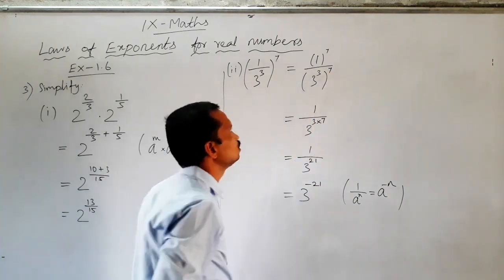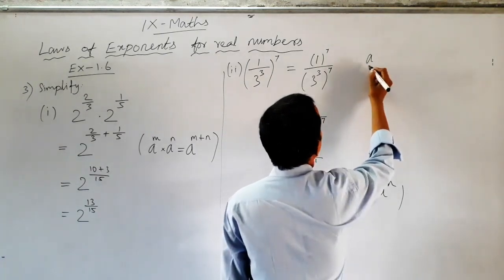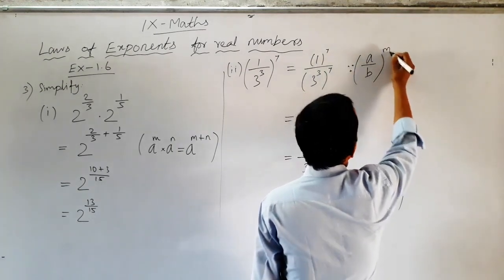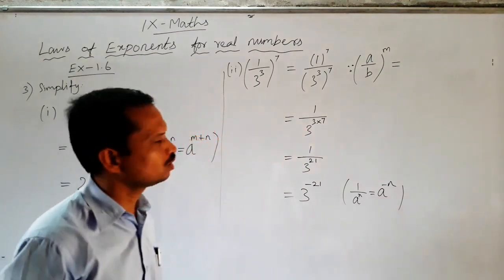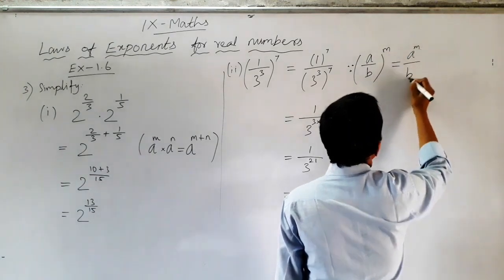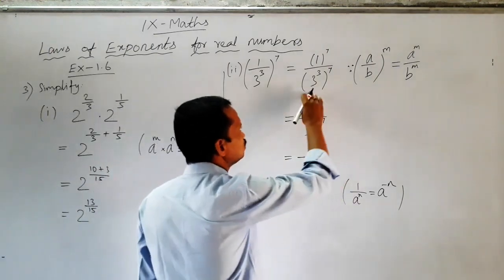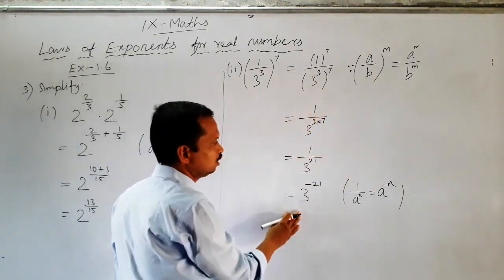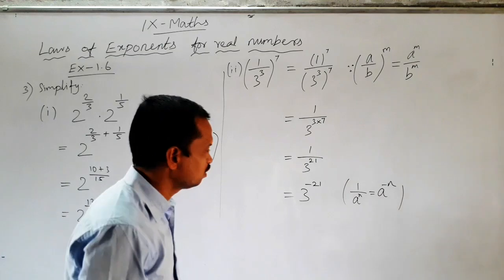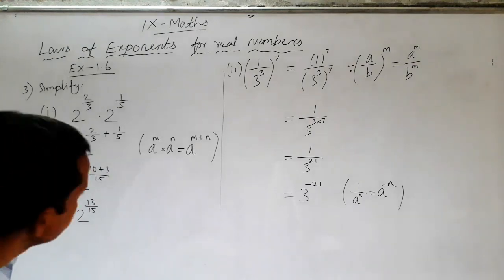And this is a by b whole power m. Here m means a common power for numerator and denominator. Then you get a power m by b power m. So this is the way you are writing. So applying this is correct. And then the next step, 1 by 3 power 21, to write in this form, write as 3 power minus 21. And coming to the next question, option 3.